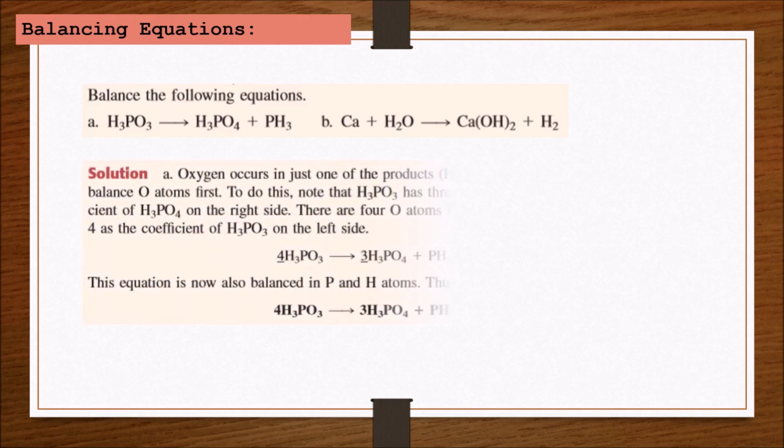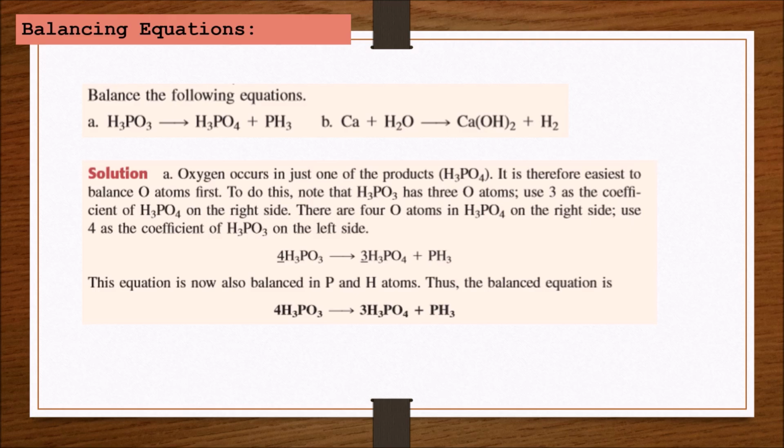First, we look at the chemical equation for atoms of an element that occur in only one substance on each side of the equation. You begin balancing the equation with one of these atoms. You use the number of atoms on the left side of the arrow as the coefficient of the substance containing that element on the right side, or vice versa. After balancing one element in an equation, the rest will become easier. So let's have a solution for letter A.